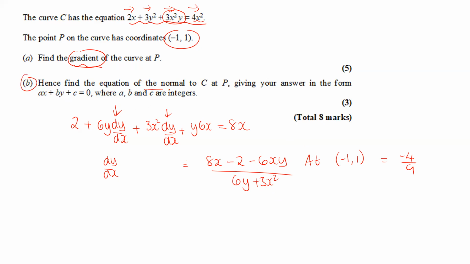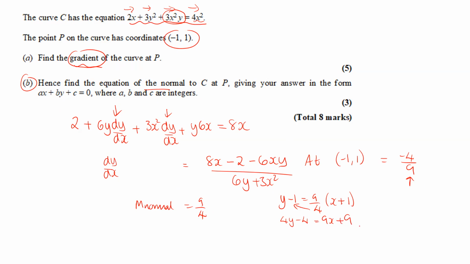B, find the equation of the normal again. Well, we've got the gradient at P here is minus 4/9. So the m of the normal is going to be 9 over 4. And we've got our point minus 1, 1. So it'll just be y minus 1 is 9 over 4, x minus minus 1, so it'll be plus 1. Cross multiply and get 4y minus 4 is 9x plus 9.